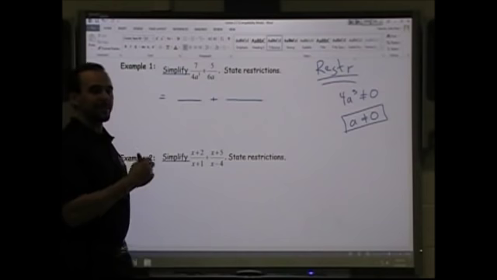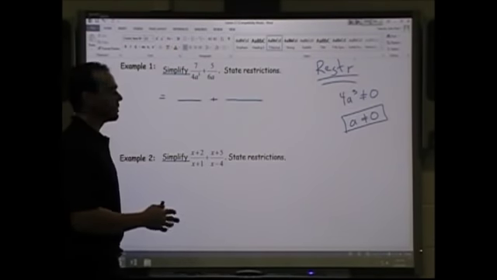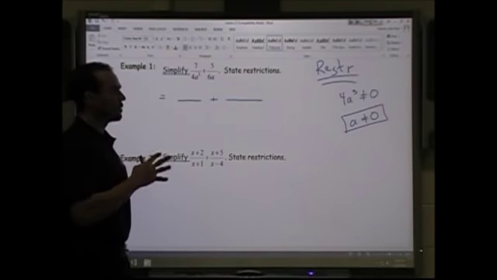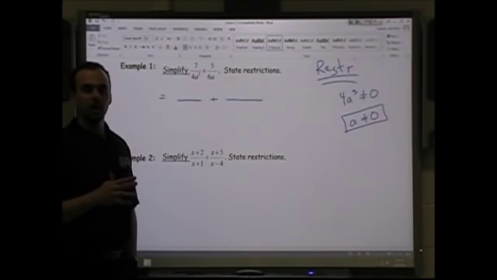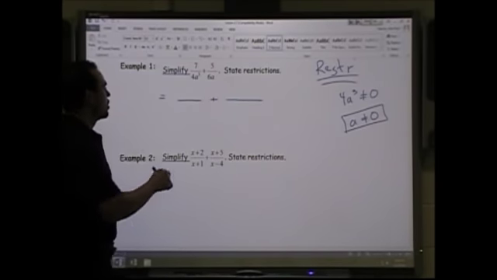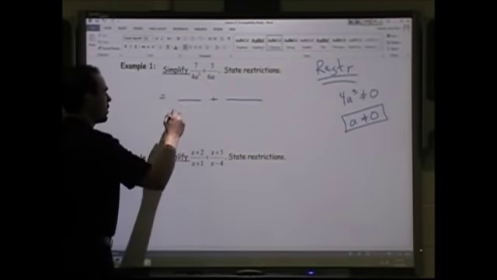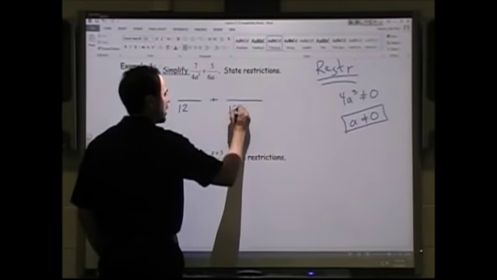Now, 24 is a common denominator, but it's too big. You want to try to come up with the lowest common denominator so that you don't have to cancel anything out later on, any common factors. So the lowest common denominator between a 4 and a 6 is actually 12. So I'm going to write a 12 here and a 12 here.